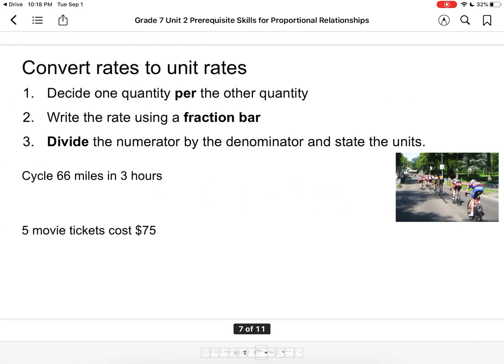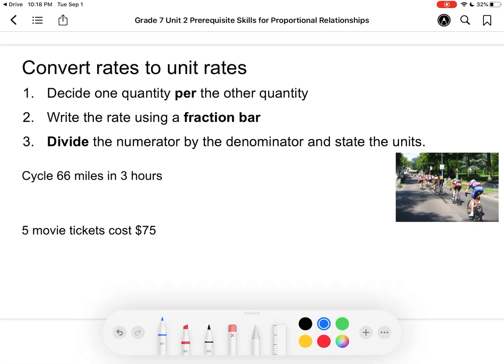We can convert rates to unit rates by deciding which quantity is per the other quantity. So in the case of cycling, we want to see miles per hour. So we will write 66 miles per 3 hours and then divide 66 by 3 to get 22 miles in 1 hour. And our unit rate is 22 miles per hour.